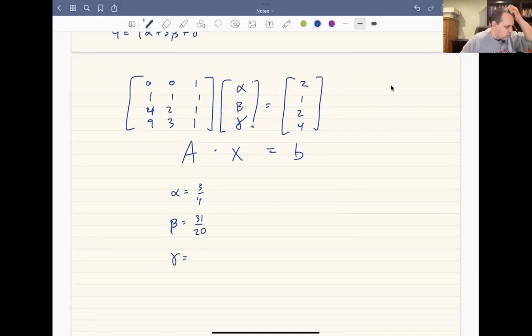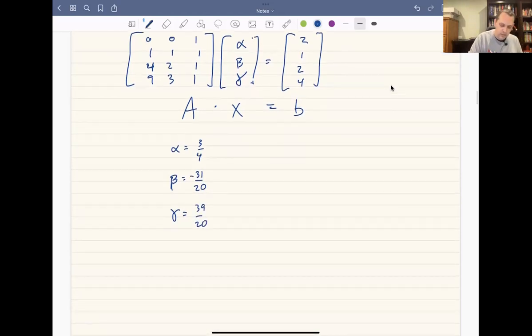Let me make sure I have the numbers right. It should be negative. Beta, I think, is going to be negative 31 over 20. Yeah, negative 31 over 20. And gamma is 39 over 20. Okay, so this is going to be the quadratic that's the best fit there.